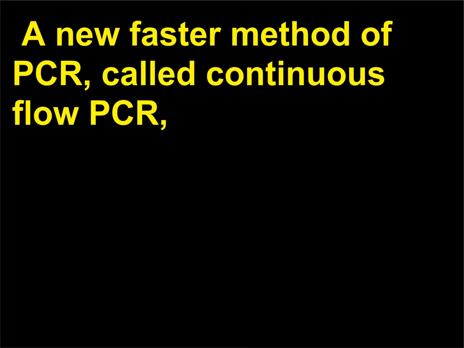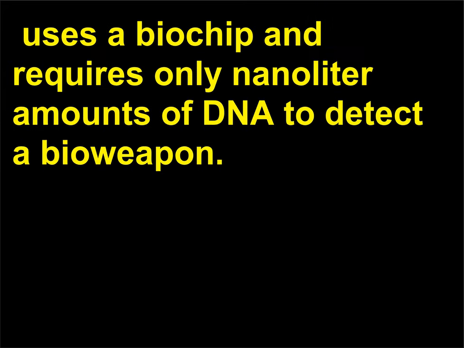A new faster method of PCR, called continuous flow PCR, uses a biochip and requires only nanoliter amounts of DNA to detect a bioweapon.